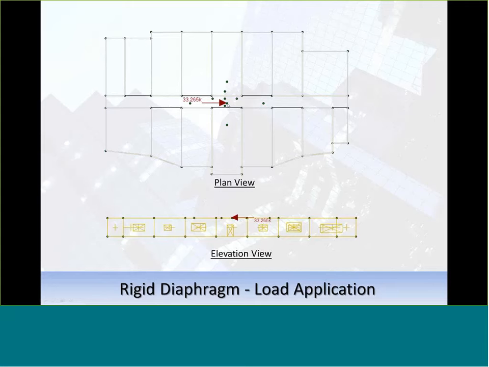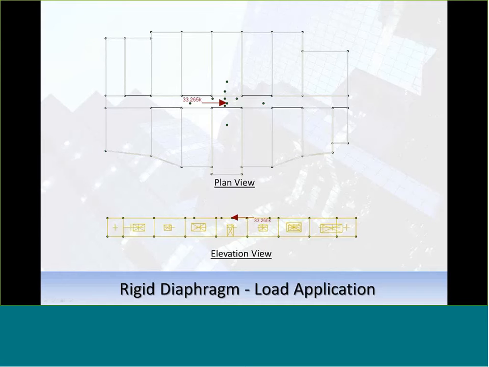So one point load goes into that diaphragm. And you can see here this is just a representative of 33 kips applied into the center of that model, and it's applied horizontally in this example I have. And if I look at this in an elevation view, that's applied at the diaphragm level.